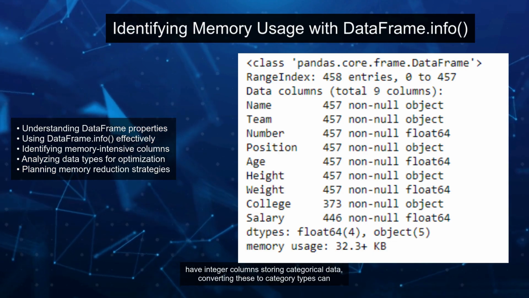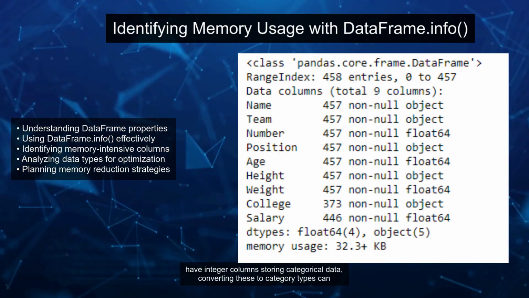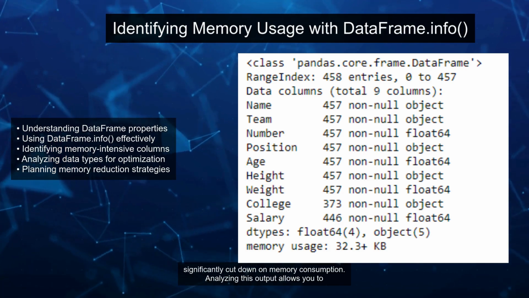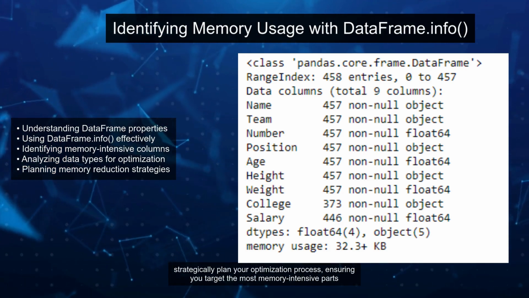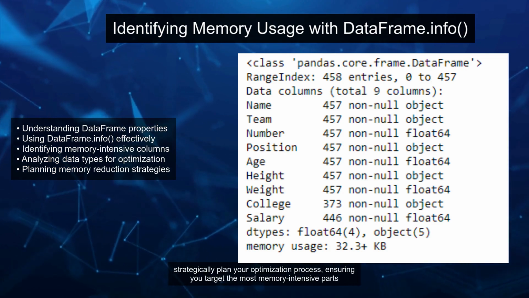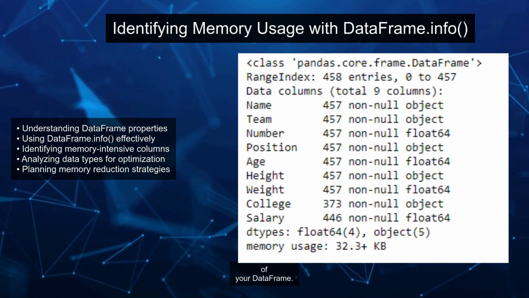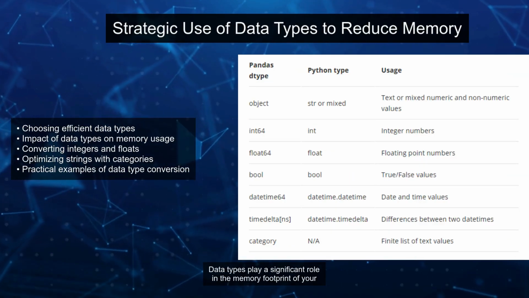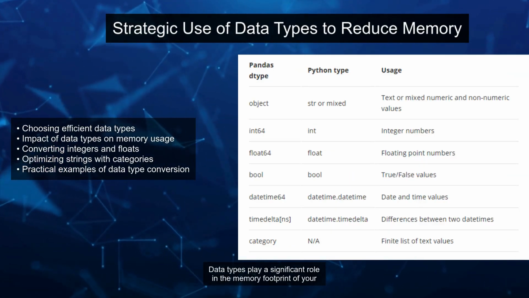For instance, if you have integer columns storing categorical data, converting these to category types can significantly cut down on memory consumption. Analyzing this output allows you to strategically plan your optimization process, ensuring you target the most memory-intensive parts of your DataFrame. Data types play a significant role in the memory footprint of your DataFrame.